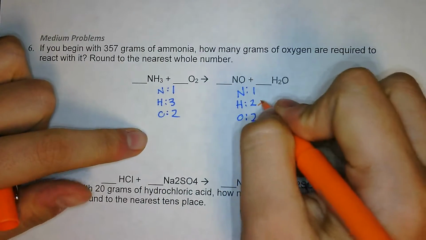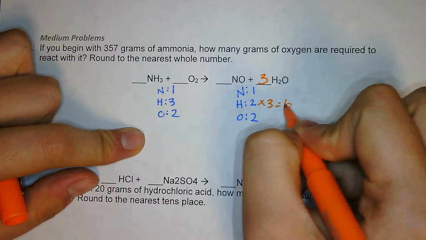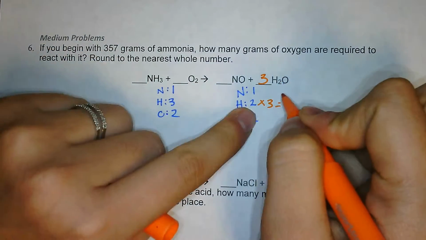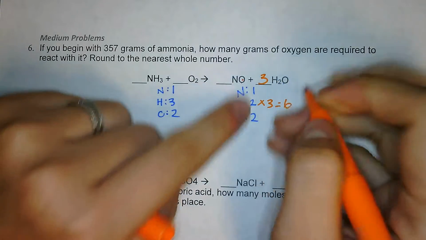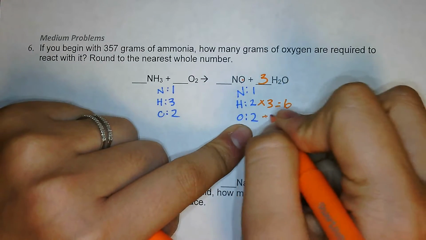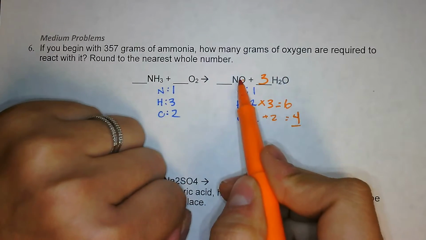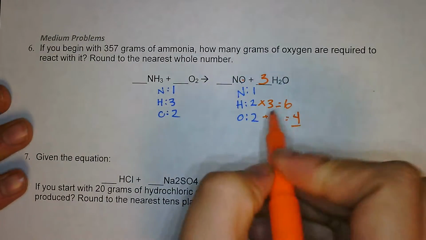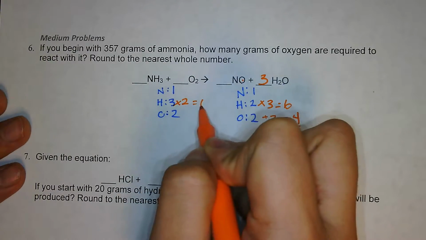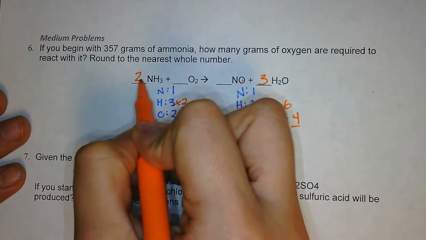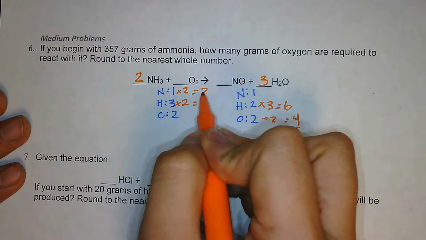I'm going to multiply this side by 3. That's going to give me 6 hydrogens, but now I have a total of 1 plus 3 oxygens. So I actually have 4 oxygens total. 3 plus 1 is 4. Okay. So on this side, hydrogens, I need to balance them out. I'll multiply this one by 2 to equal 6. So I have to put that 2 there. That means that I'm also multiplying the nitrogen by 2.